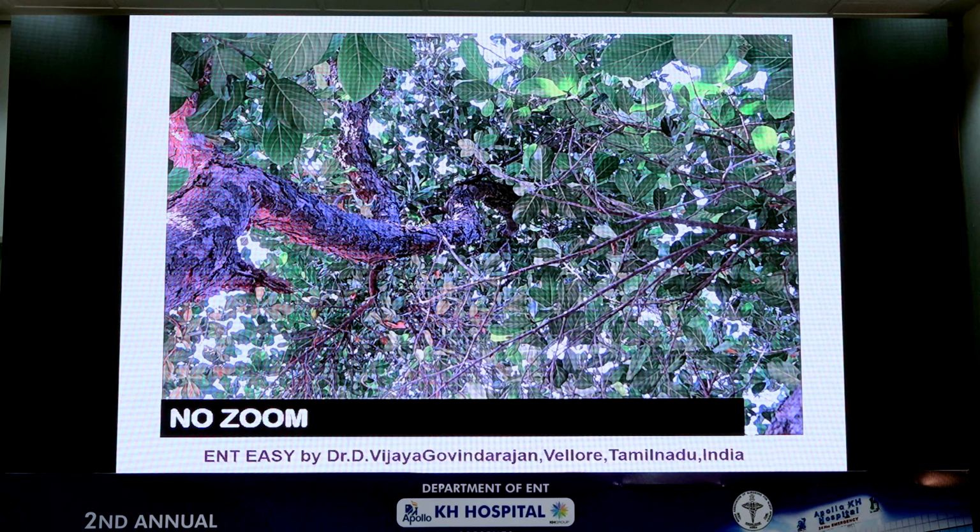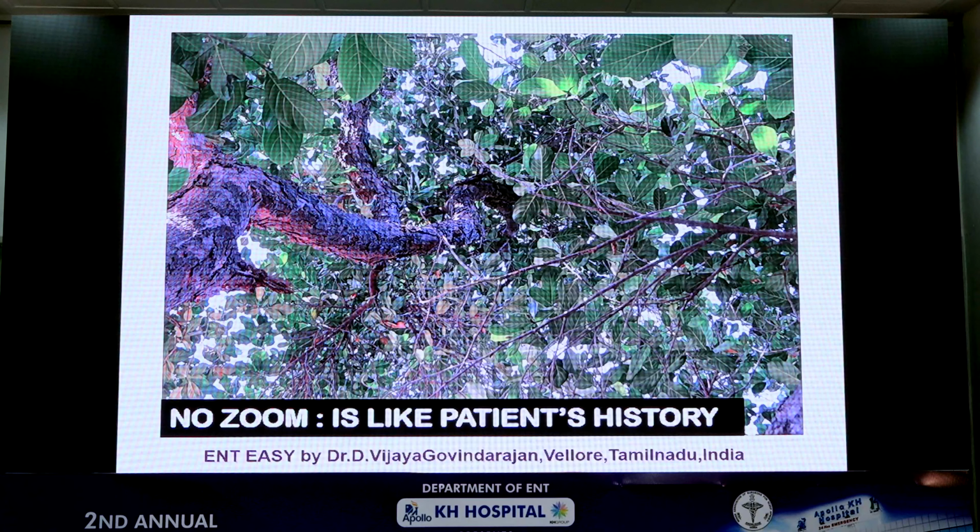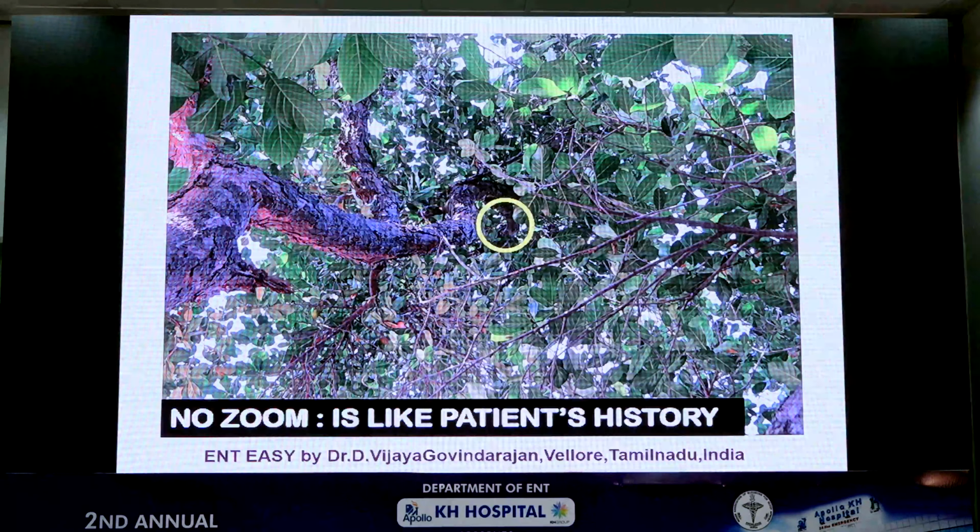No zoom. Without zoom, we get a picture like this with my camera. This is how the patient's history is. I'm just snoring, sir. So then there is something there. That's what our idea is.